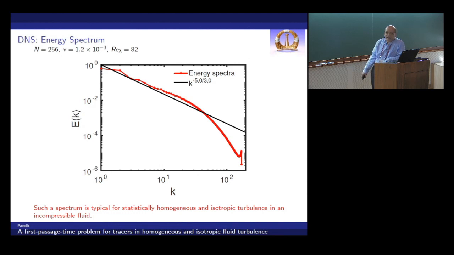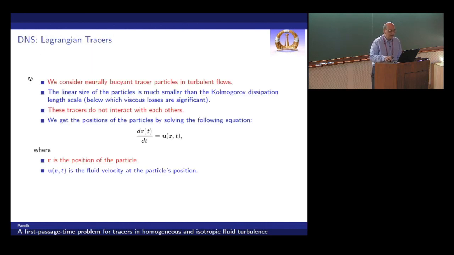The black line is the celebrated k to the minus 5/3 phenomenological theory of Kolmogorov in 1941. So with this sort of a turbulent fluid, we put in the particles. How do we put in the particles? These are neutrally buoyant tracer particles in the turbulent flow. The conditions under which this equation holds are given there.